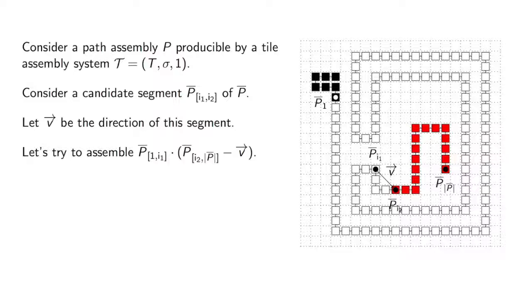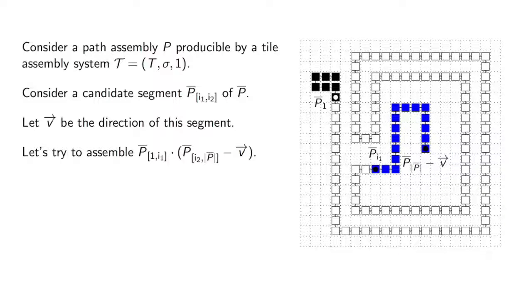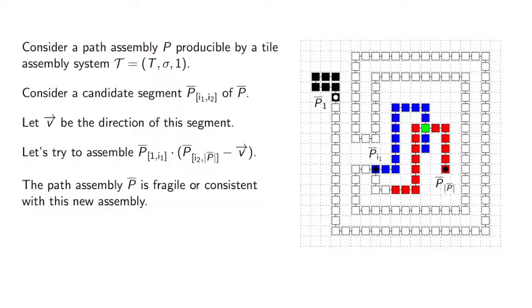Let's try to translate this segment by -V. Here, the translated segment is in blue. We are in a special case where this translation creates a producible path assembly. In this case, the shift lemma is true. Unfortunately, doing this translation is not always possible.